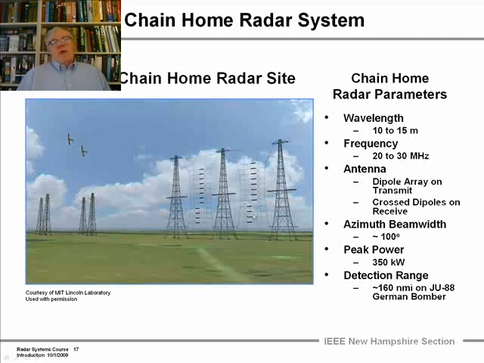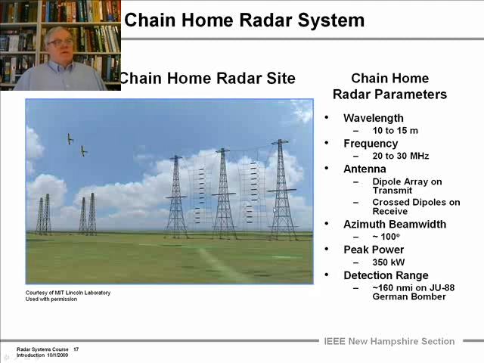The beam width of the pattern of this was about 100 degrees. You say, gee, 100 degrees, how can you tell where anything is? We'll get to that in a minute. They operated at a peak power of 350 kilowatts, developing all the peak power they possibly can. The point is, they could detect at high altitude, that'd be like 20,000 feet for them, at approximately 160 nautical miles, a Junkers 88 German bomber. So they could see the bombers coming if they were coming high at 160 nautical miles.